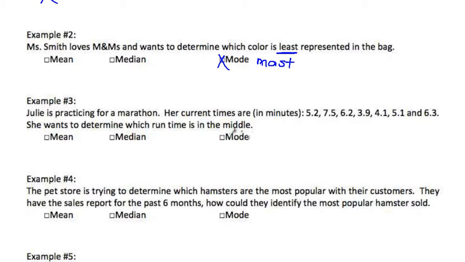In example 3, Julia is practicing for a marathon. Her current times are in minutes: 5.2, 7.5, 6.2, 3.9, 4.1, 5.1, and 6.3. If we look at these numbers, we want to use the mean, but it's asking determine which runtime is in the middle. So which one says middle? That would be median.